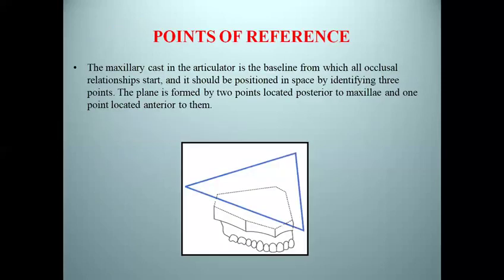Next is points of reference. So as we have discussed, there are 3 points of reference, 1 anterior and 2 posterior. The maxillary cast in the articulator is the baseline from which all occlusal relationships start, and it should be positioned in space by identifying 3 points. There are 3 points, 2 points located posterior to the maxilla and 1 point located anterior to them.